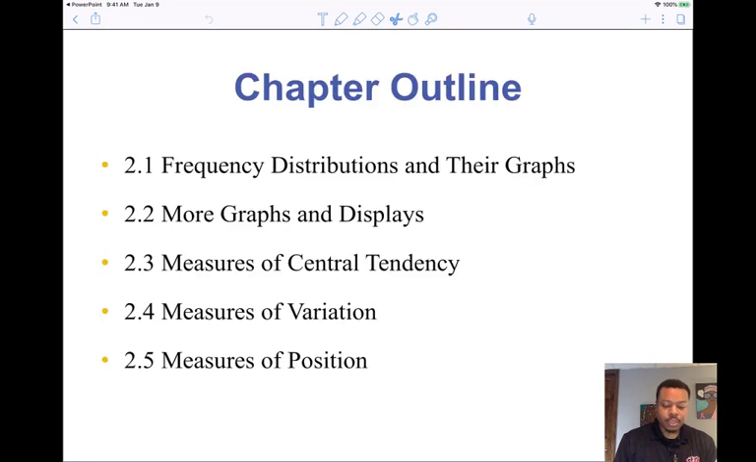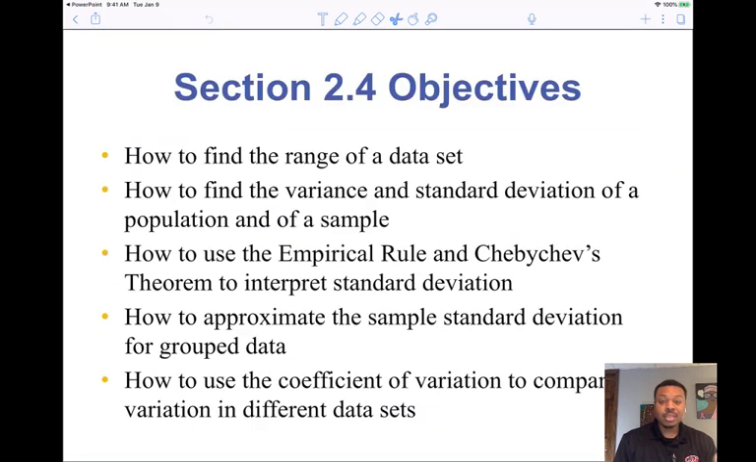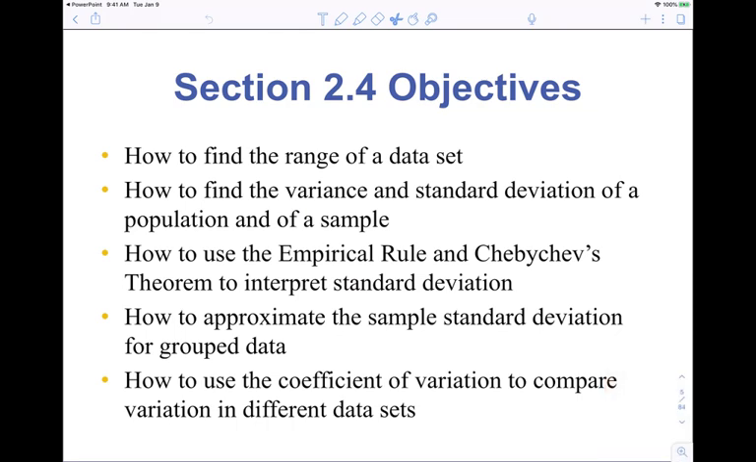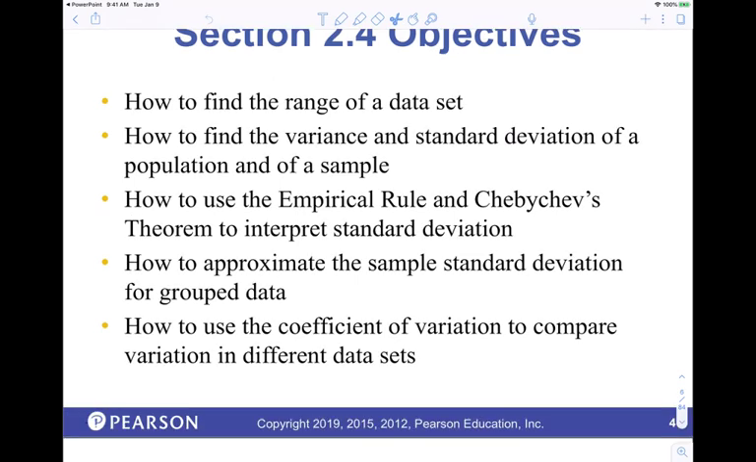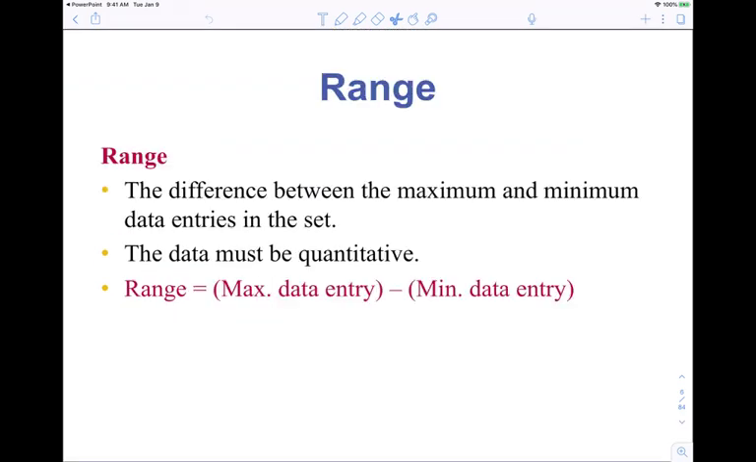So today we're going to look into section 2.4, measures of variation. Some objectives here are how to find the range of a data set, how to find the variance and standard deviation of a population and of a sample, how to use the empirical rule and Chebyshev's theorem to interpret standard deviation, how to approximate the sample standard deviation for grouped data, and how to use the coefficient of variation to compare variation in different data sets.